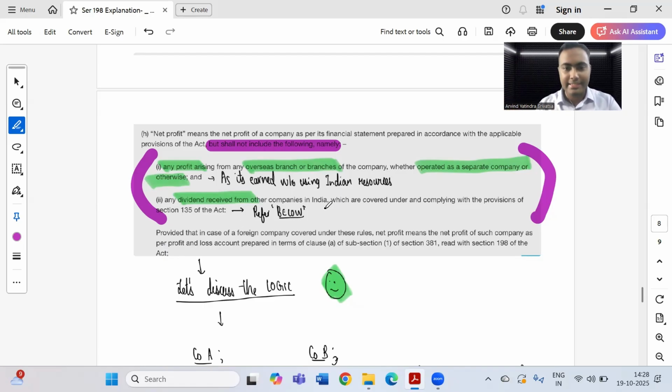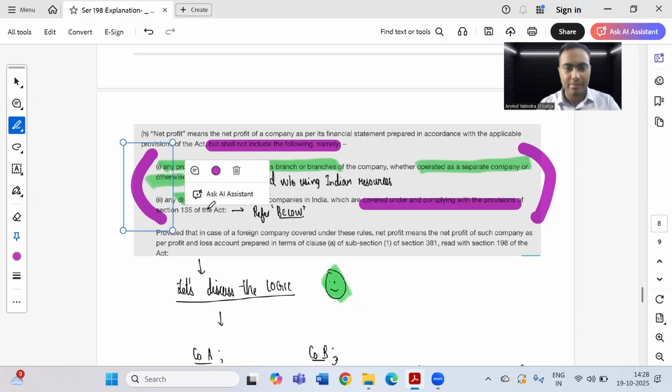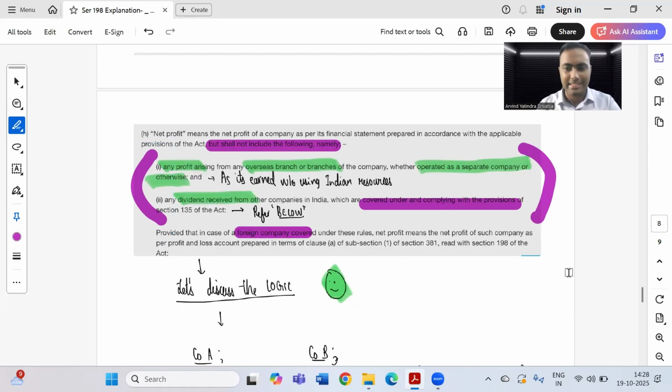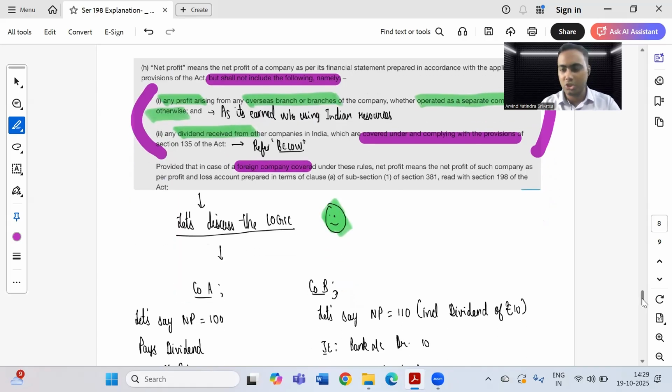Next, any dividend received from other companies in India which are covered under and complying with the provisions of section 135 of the Act. Let us discuss the logic for this below. Next is something in relation to a foreign company, which is not of much relevance, but if you want me to discuss that as well, do comment down below. I'll maybe do a YouTube short on that.